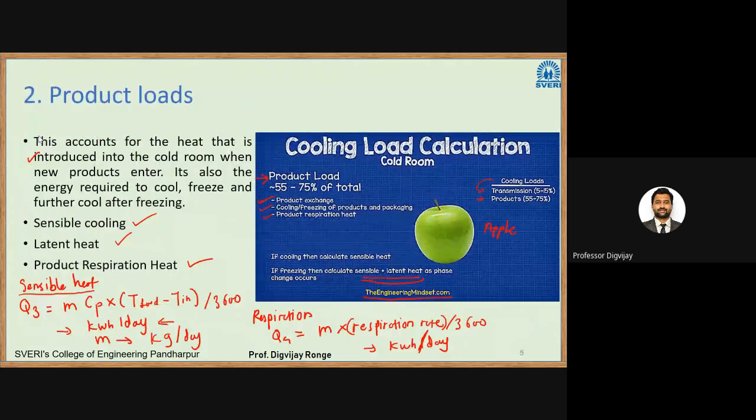Second, we considered the product load. Product load means I am going to store some product, if it is a fruit or a vegetable, inside that cold room. In that case, I have to consider both its sensible load, that is the heat carried away in sensible form, plus its respiration rate.